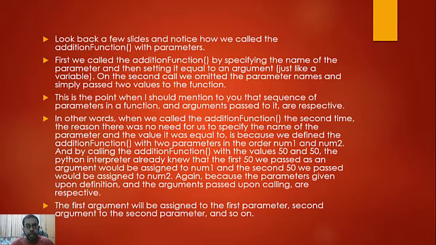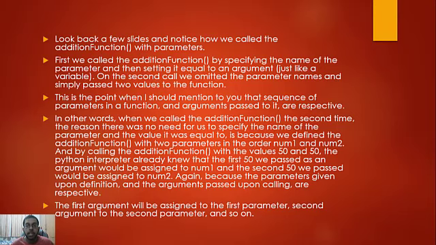Look back a few slides and notice how we called the addition function with parameters. First, we call the addition function by specifying the name of the parameter and then setting it equal to an argument, just like a variable. On the second call, we omitted the parameter names and simply passed two values to the function. This is the point when I should mention to you that a sequence of parameters in a function and arguments passed to it are respective.